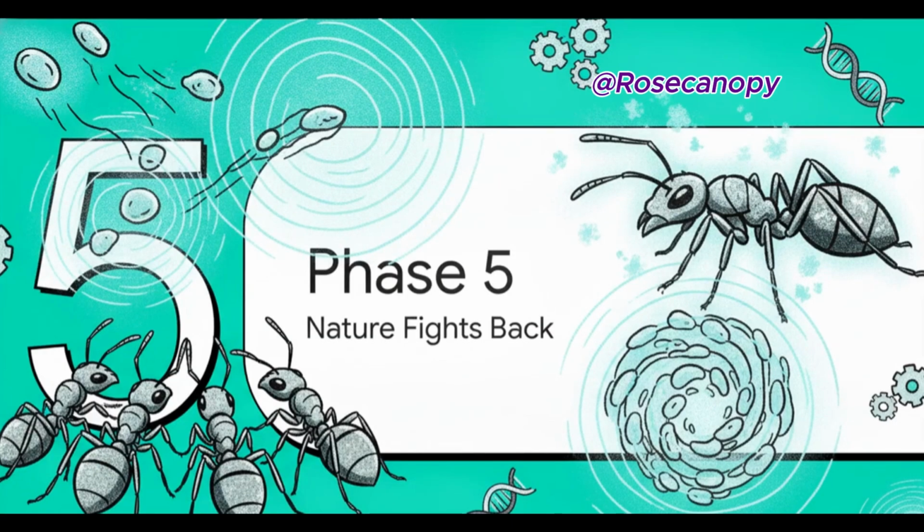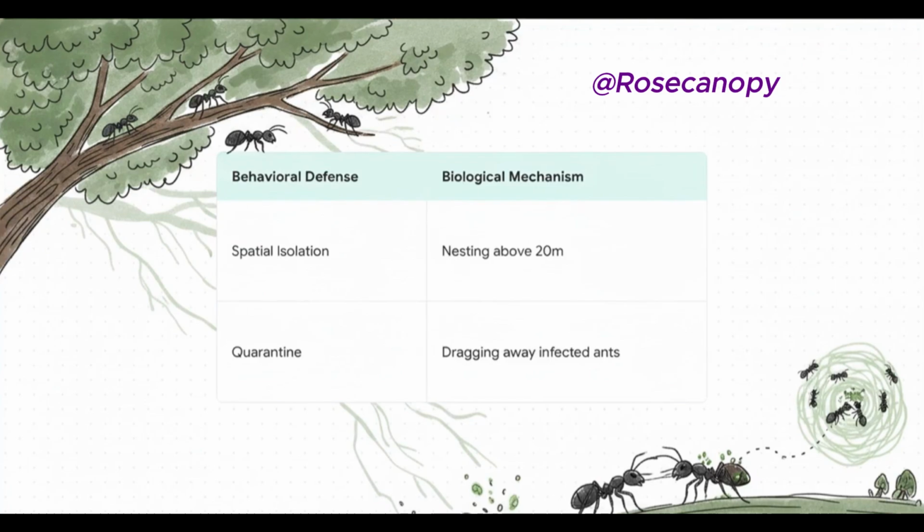Phase 5, nature fights back. But hey, the story isn't entirely one-sided. The ant colonies aren't just sitting ducks against this microscopic monster. The ants have evolved their own highly calculated defenses, known as social immunity, to save their colonies from total annihilation. The first strategy is spatial isolation. The ants deliberately nest high up in the canopy layer, above 20 meters, specifically to minimize contact with that humid, spore-laden understory where the fungus thrives.